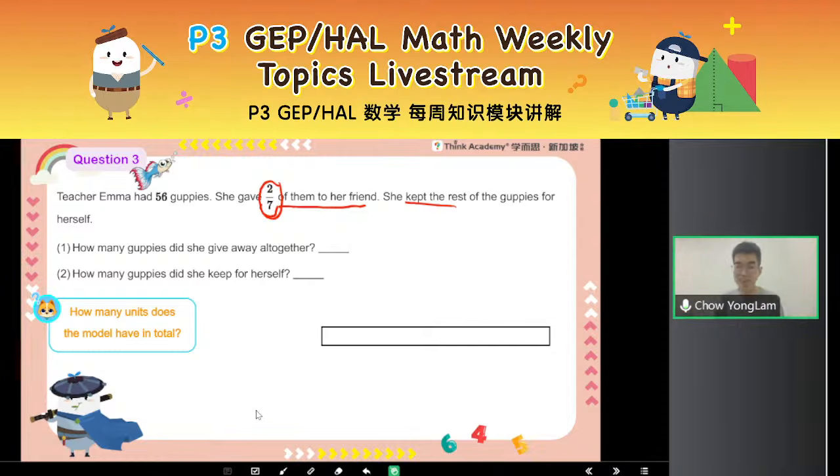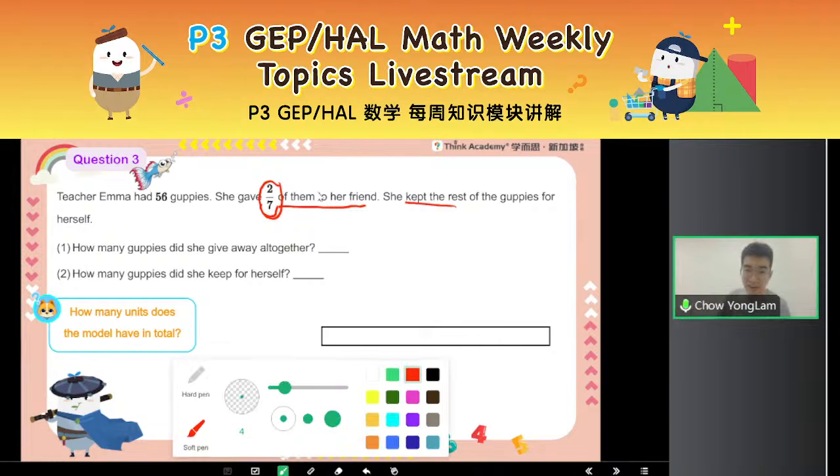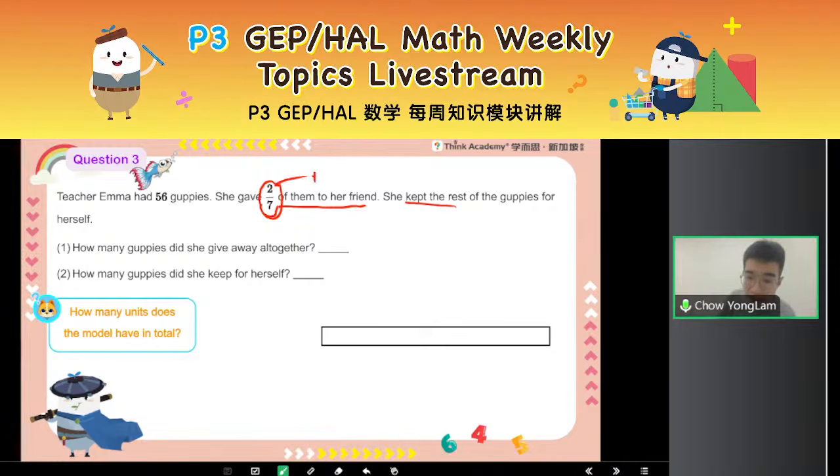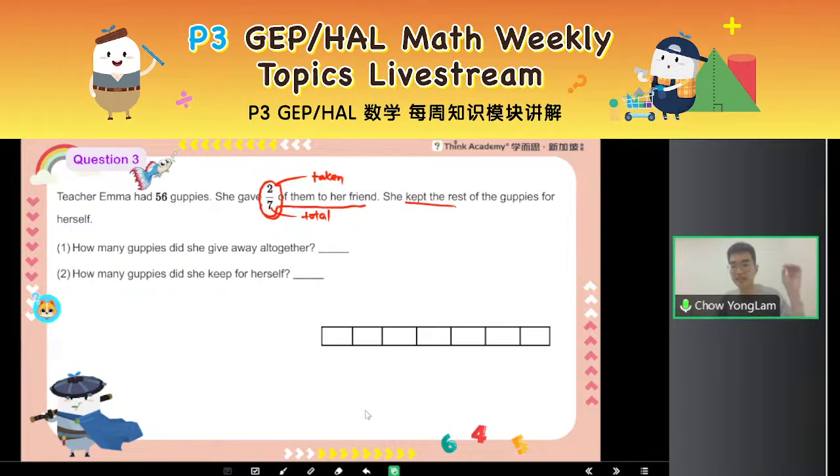Think about 56. 56 is the total, right? So which part of the fraction is about the total? Is it 7 the total or is 2 the total? We already said before, the numerator is about the parts that is taken. Denominator is the part that is the total, right? So let's just say in total, there are 7 units altogether. First, cut the units, 7 units in total.